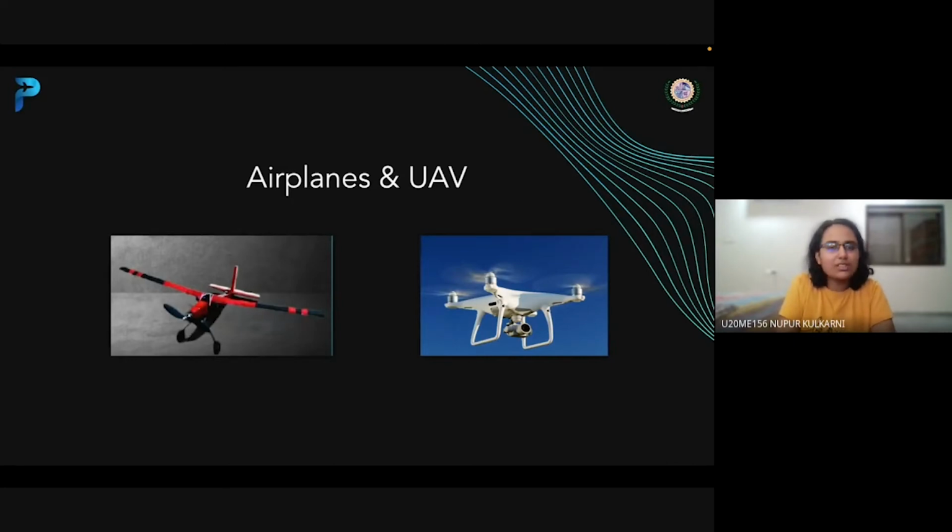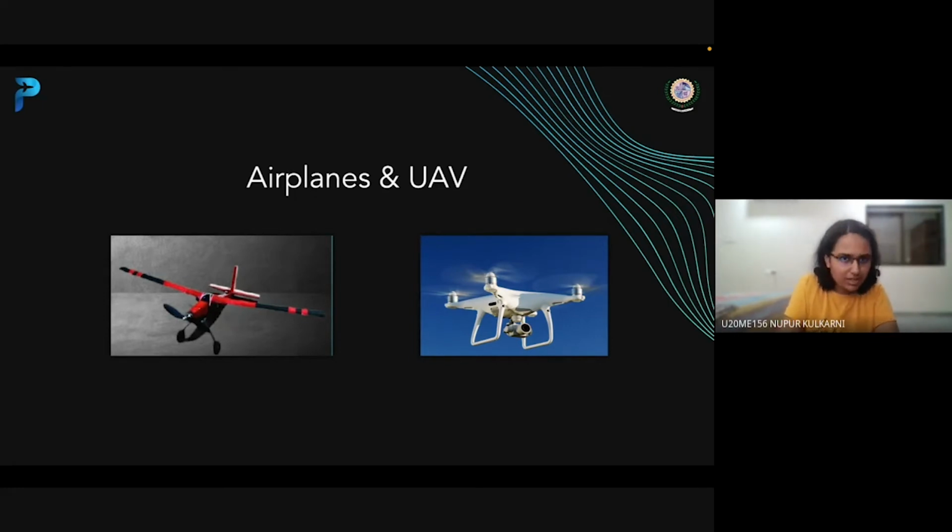UAV, as someone said, is an unmanned aerial vehicle. So we are not having any pilot or anyone on board who is operating the airplane. However, airplanes can be termed under UAV if they are radio controlled, or controlled by some means, and they are not having any pilot or people on board for controlling them.